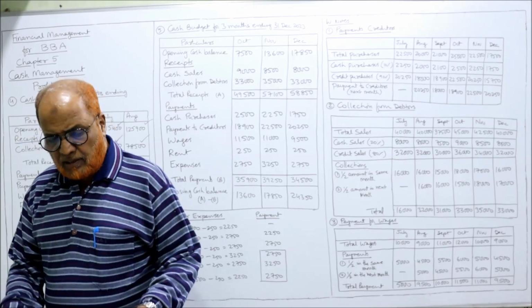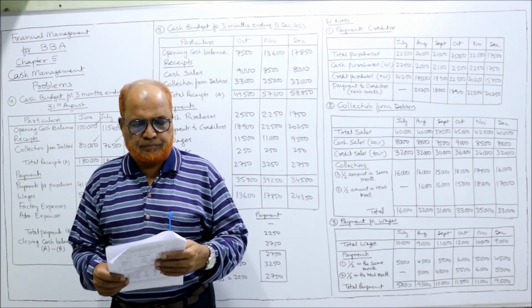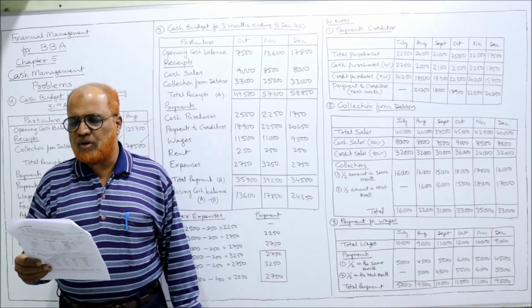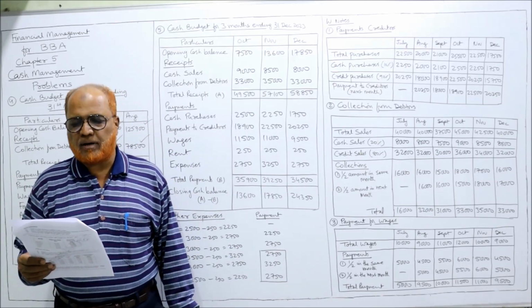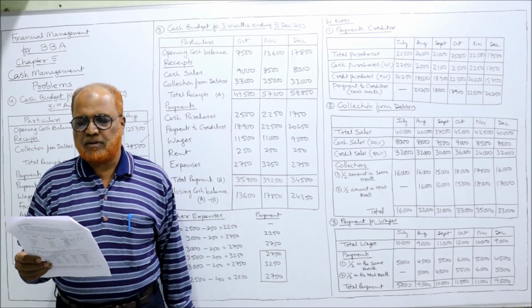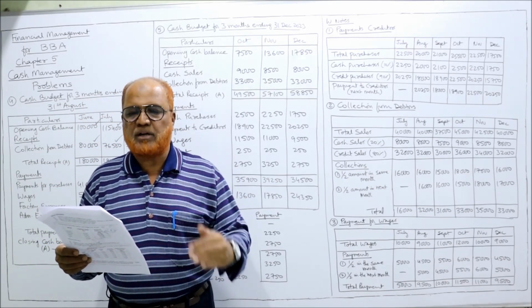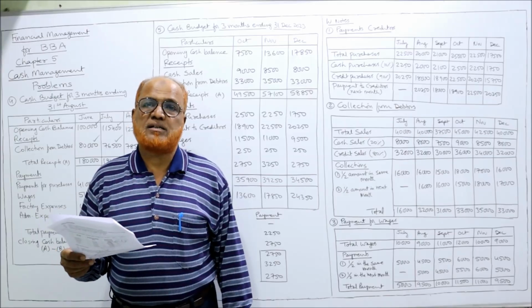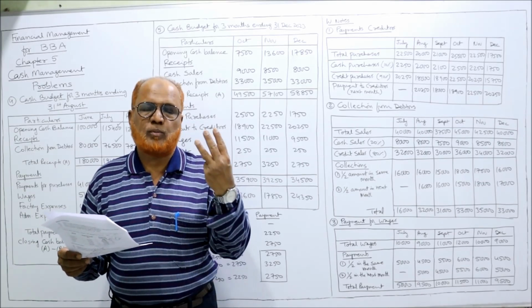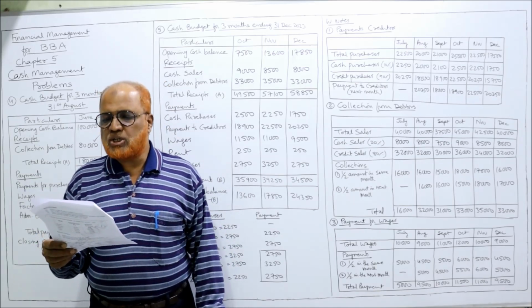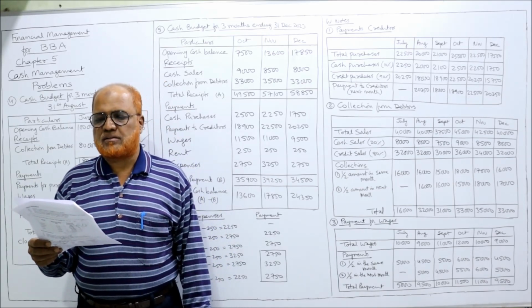Now, last and final problem. Problem number 5. Prepare cash budget from the following information for the months of October, November, December. Again 3 months. But the data is given from July, August, September, October, November, December. 6 months data is given. But we need to make the budget only for 3 months. Sales are given. Purchases, wages, expenses.